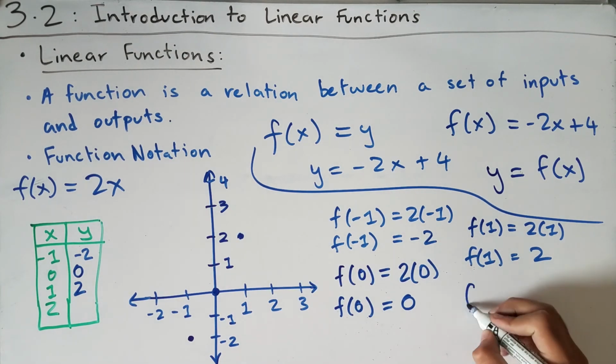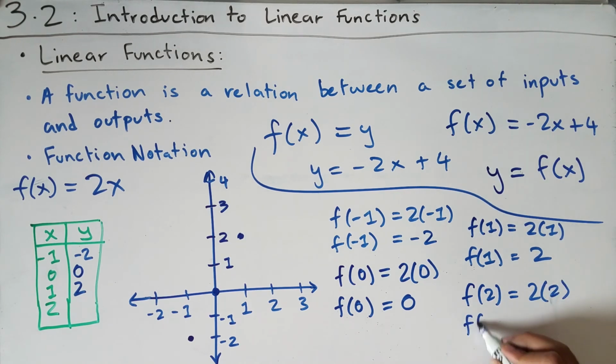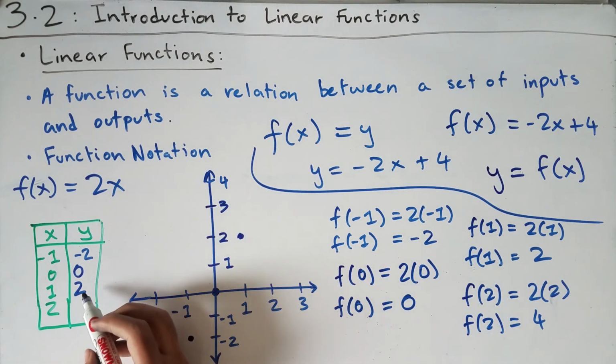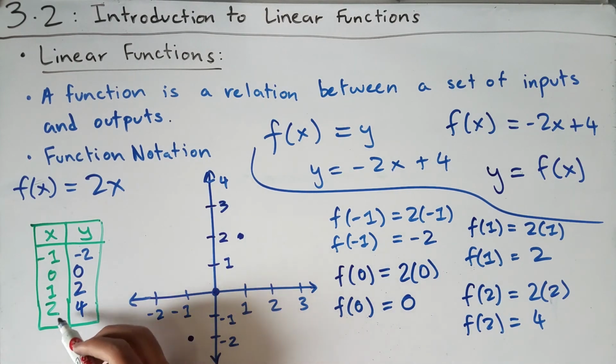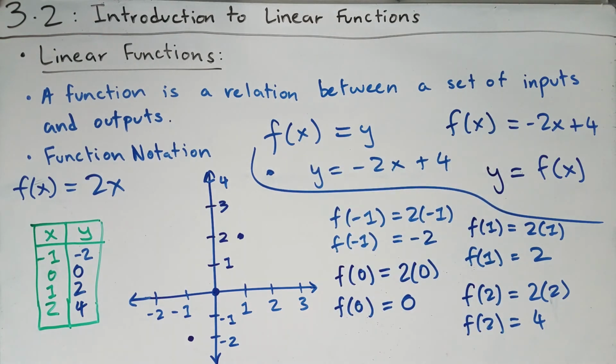Now let's do f of 2, which would equal 2 times 2. So f of 2 would result in 4. And so our y part of the coordinate would be 4. And 2 comma 4 would be at this point. Now that we have plotted all of our points of negative 1 comma negative 2, 0 comma 0, 1 comma 2, and 2 comma 4, we can connect the dots. So this is what our graphed linear function would look like.